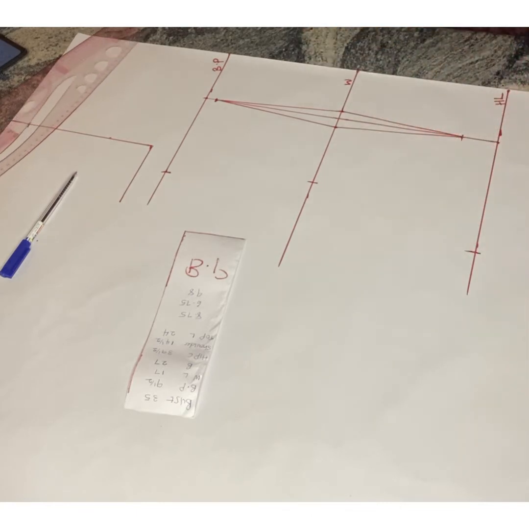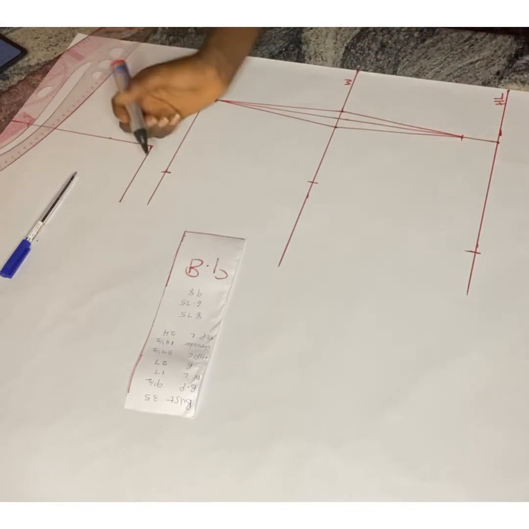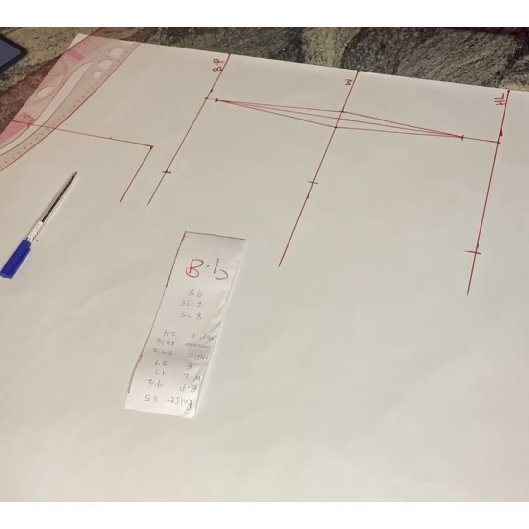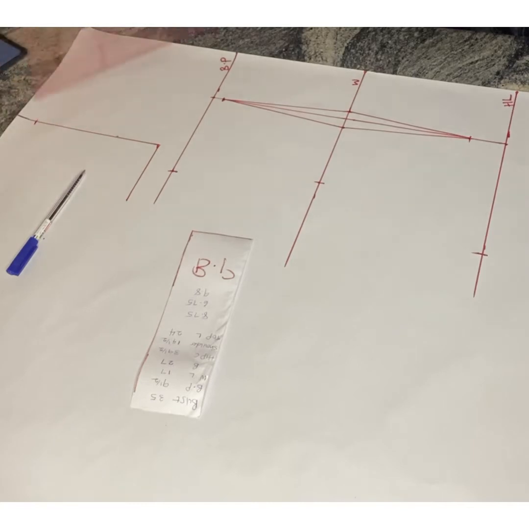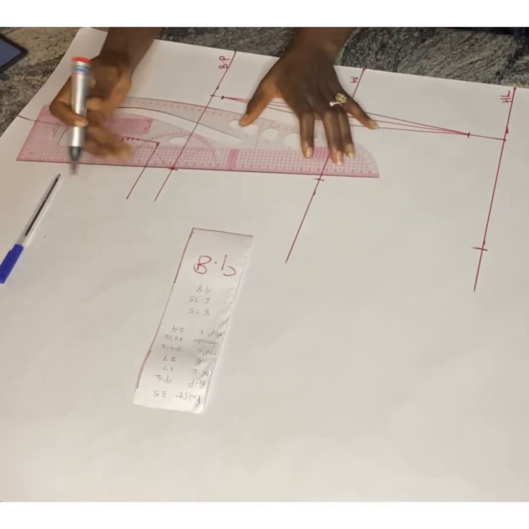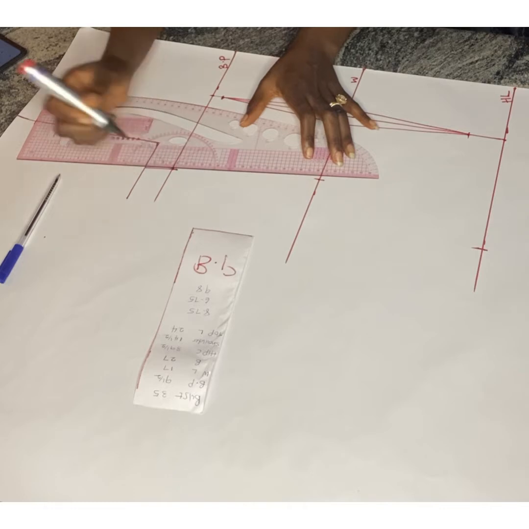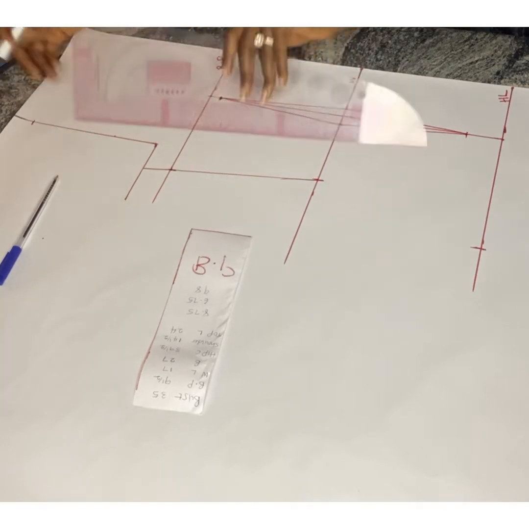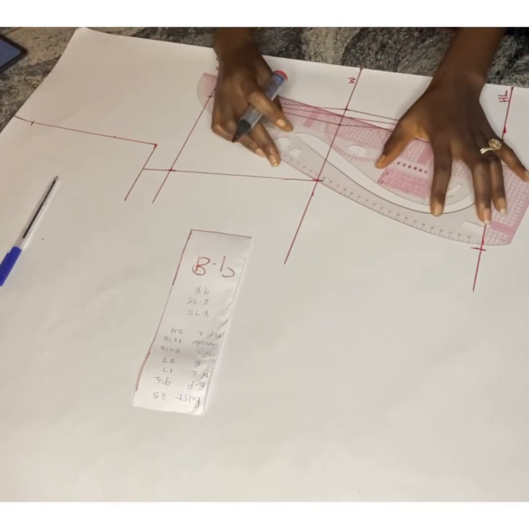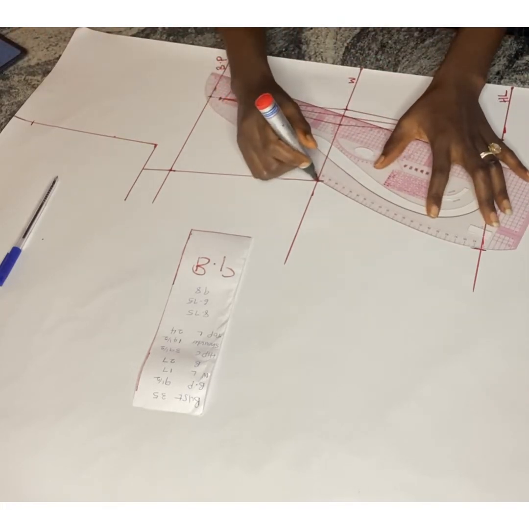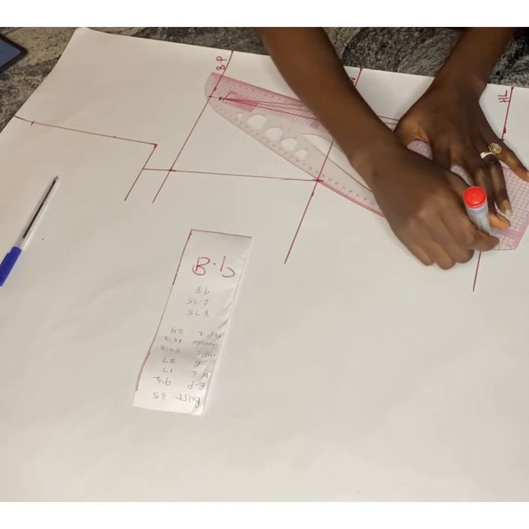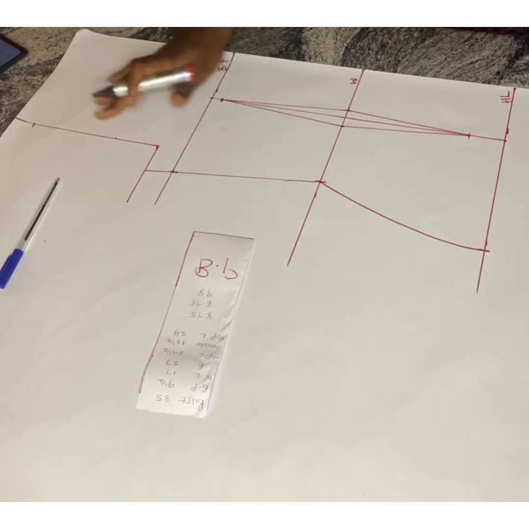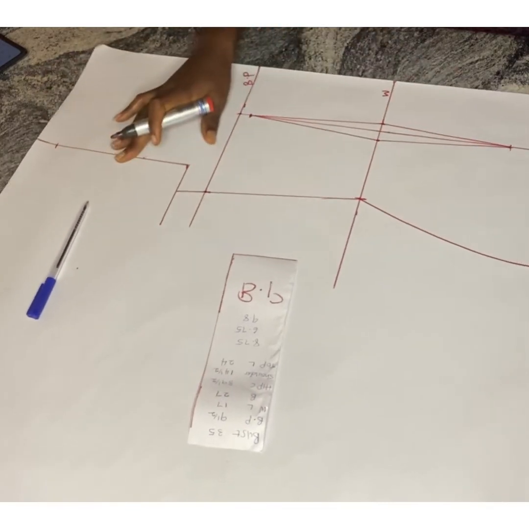Okay, so after doing all these, guys, I'll be connecting them together like that. For the bust, I'll be connecting from the armhole to the waist, then to the bust, from bust to the waist, and then from your waist to the hip. Okay, so this is what you should have after connecting.